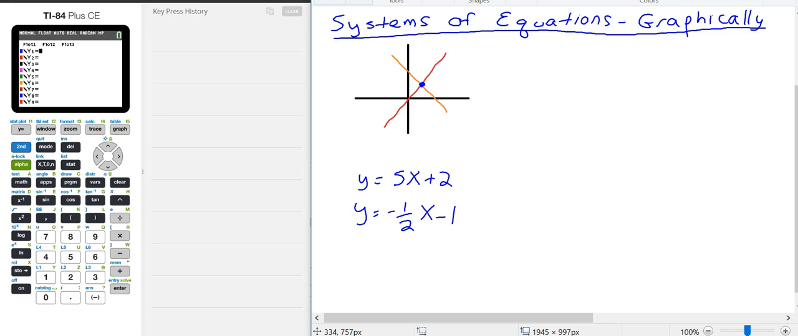Another way you could do it if you don't have to show your work is by graphing both equations on your calculator and using the intersect command in the calc menu to see where the two graphs intersect. Let's do it on the calculator.